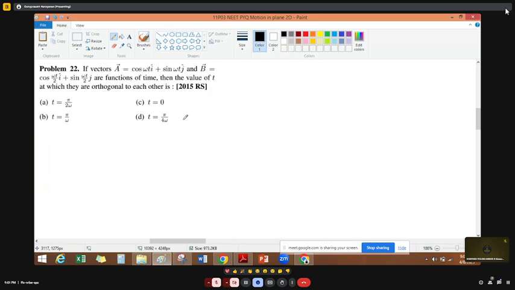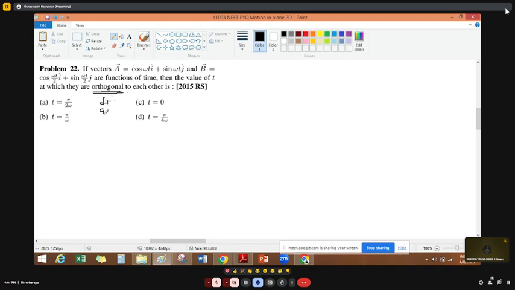If vector A is given as cos omega t, sin omega t, and B is given as cos omega t by 2, sin omega t by 2, both are functions of time, then find the value of t at which they are orthogonal. Any idea what we mean by orthogonal? It means perpendicular, sir. Exactly. So orthogonal means perpendicular, right?